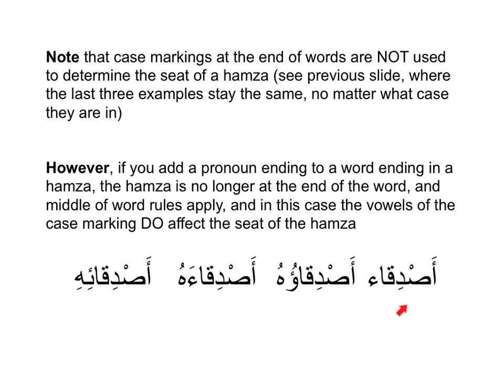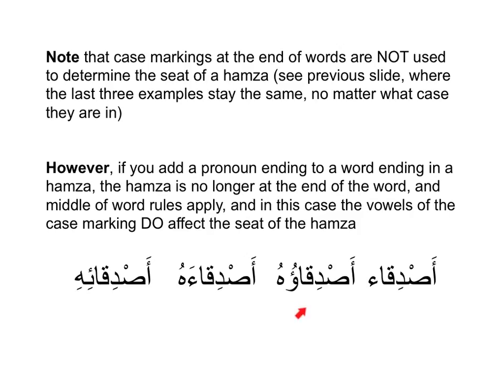For instance, the word asdiqa', when it's written by itself, has the hamza on the line. However, when you add the pronoun ending hu onto the end of it, well then of course the grammar vowel is going to affect it, because those vowels are not at the end of the word anymore. Hu is at the end of the word.